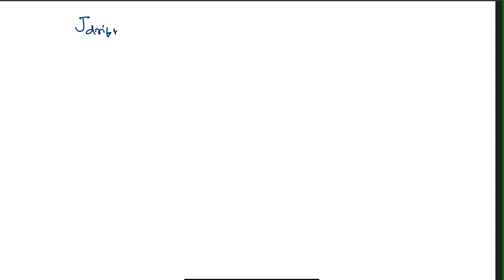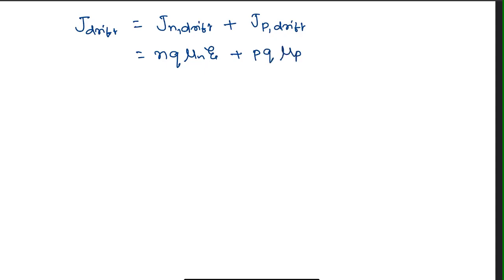Now we can write J, the total drift current density, as J drift is equal to J N drift plus J P drift. Due to the electron, the drift current density is given as N Q mu N into E, and due to the hole, it can be written as P Q mu P into E, where P is the hole concentration, mu P is the mobility of the holes, and Q is the electronic charge, and this electric field is common to both electron as well as hole.